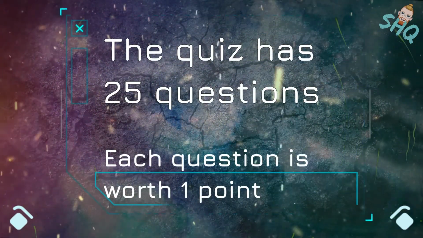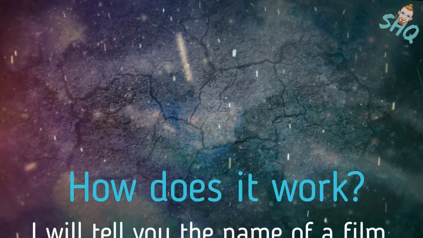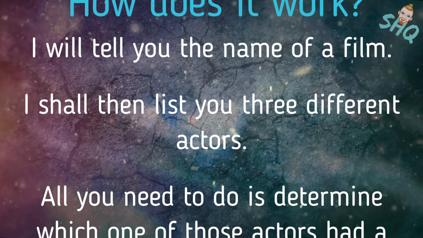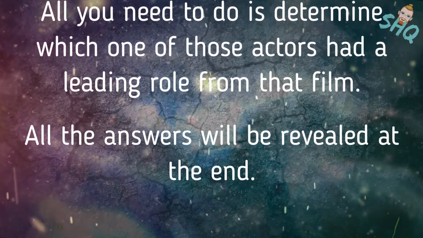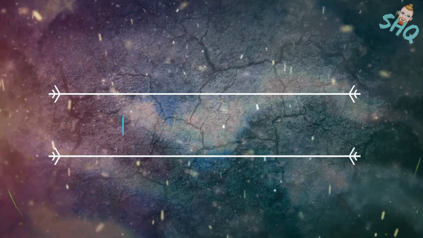The quiz has 25 questions and each question is worth 1 point. Here is how the quiz will work. I will tell you the name of a film. I shall then list you 3 different actors. All you need to do is determine which one of those actors had a leading role from that film. All the answers will be revealed at the end. Good luck!